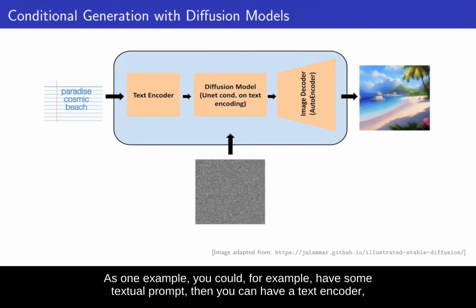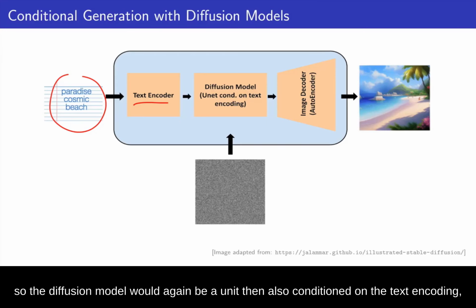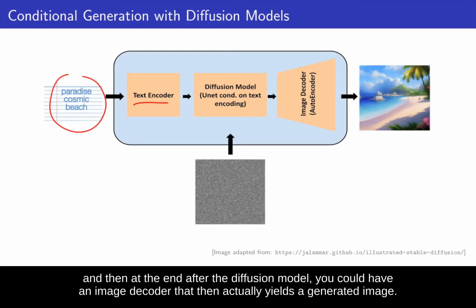As one example, you could have some textual prompt, then you can have a text encoder, and that can yield an embedding that you can put into a diffusion model in a latent space. So the diffusion model would again be a UNet, now also conditioned on the text encoding, and then at the end, after the diffusion model, you could have an image decoder that actually yields a generated image.